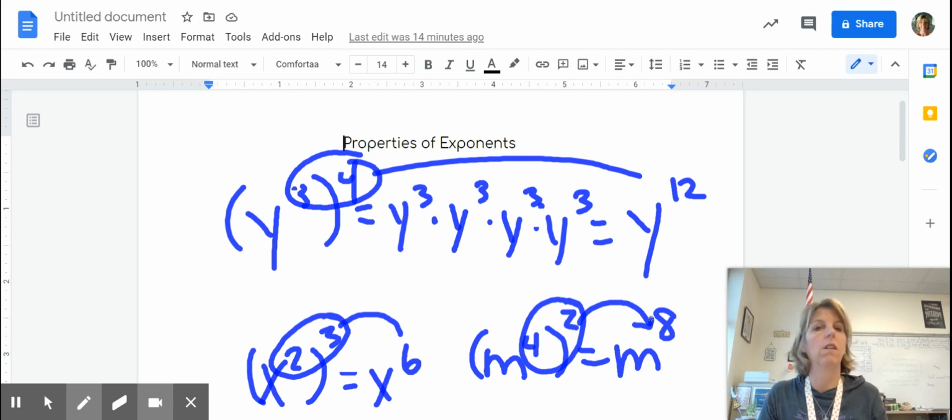So yeah, that's the majority of the rules. We have a couple more. We're going to do zeros and negative numbers in future lessons.